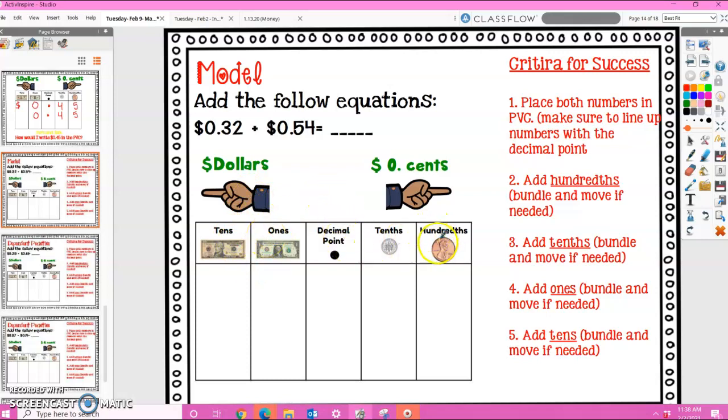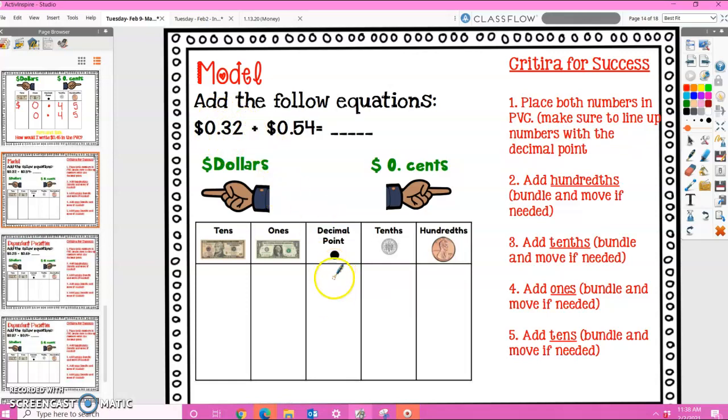And everything behind the decimal point is where you have your tenths with a th, hundredths, and thousandths. So it's in the same order. The only difference is it doesn't have a ones place. Okay? So first thing I'm going to do is I'm going to put my numbers in my place value chart, and I'm putting both of them in because I am adding.